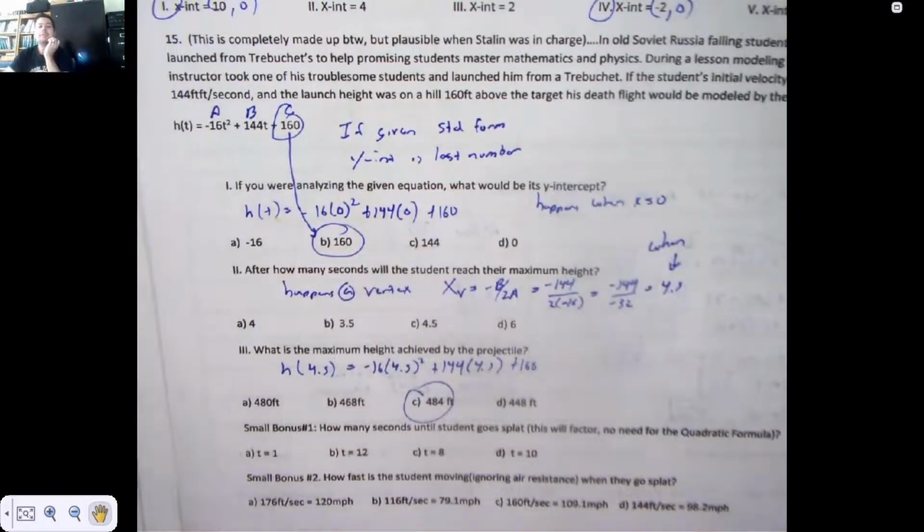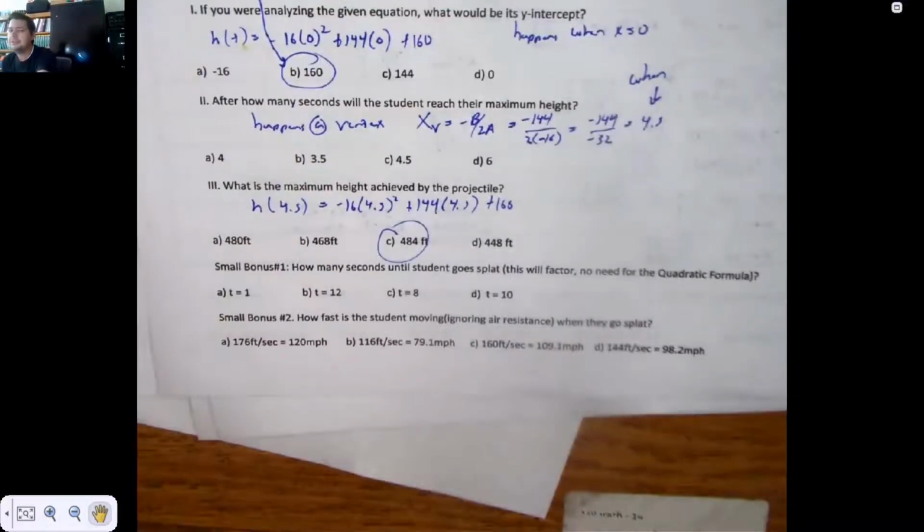How long until the student goes splat? I have this down as a bonus on this quiz. It won't be on your next one. It'll be a regular question, because a lot of you guys don't even try it. You see bonus and you just don't try because you're quitters and losers. That wasn't very nice, was it? It's true, though. This is an easy thing to do and you didn't do it. You're not losers. I'm just talking crap, by the way.